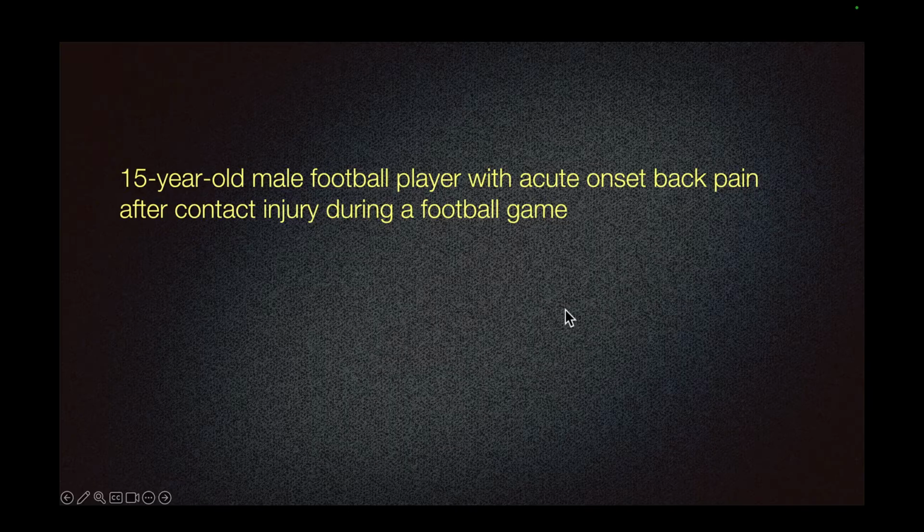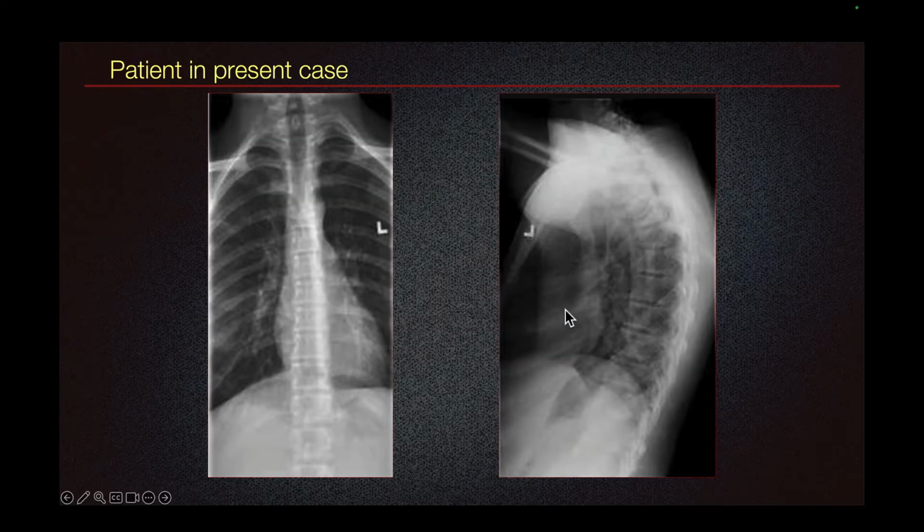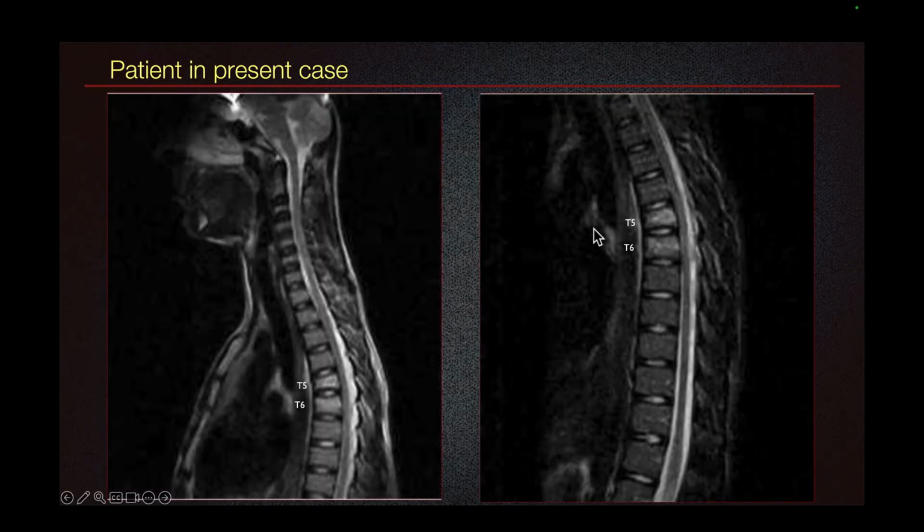We have a case of a 15-year-old male with acute onset back pain during a football game. Spine radiographs in general are insensitive for fractures, especially in the upper thoracic spine region where there is a lot of overlap from the shoulder tissue. In these radiographs, we see that the vertebral bodies have normal height and alignment, and we do not see any fractures. Let's look at the MRI of the patient and focus on T5 and T6 vertebral body.